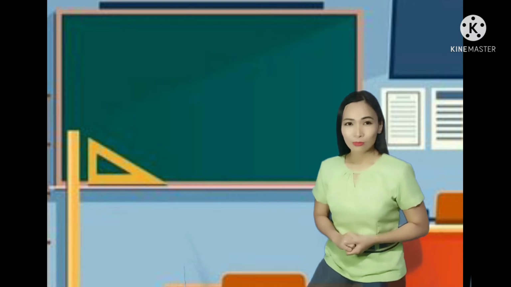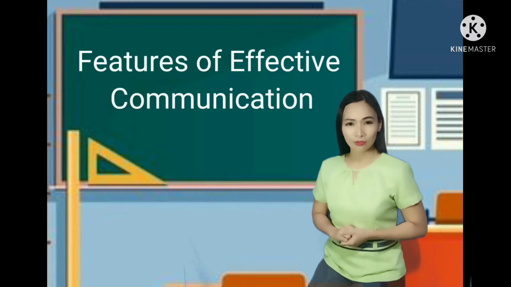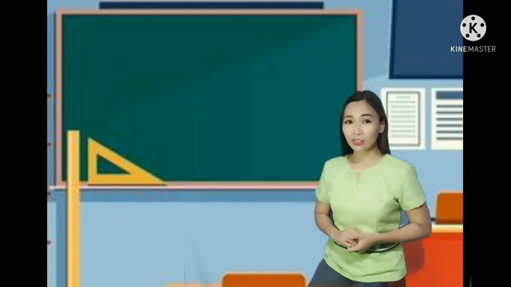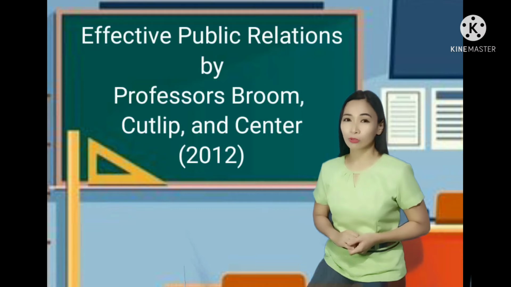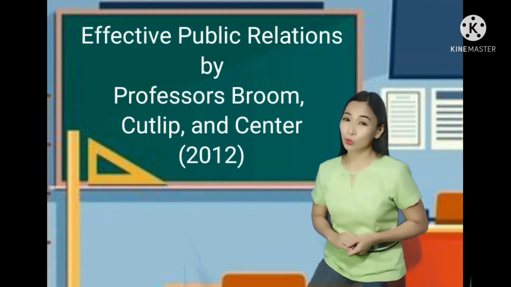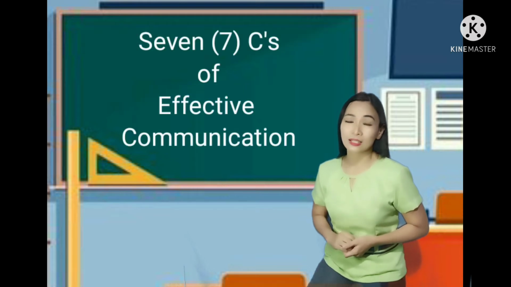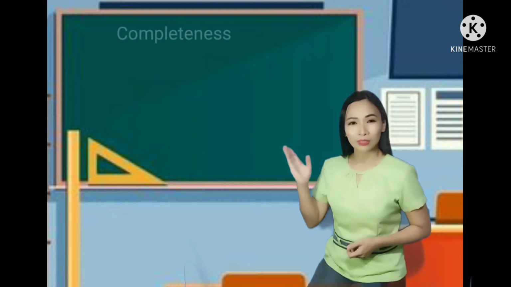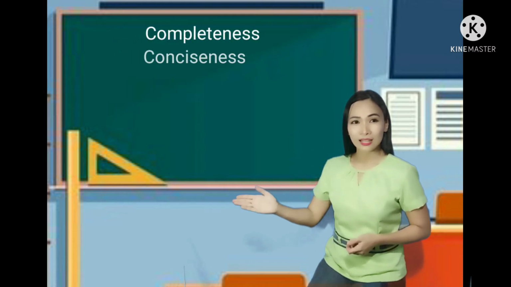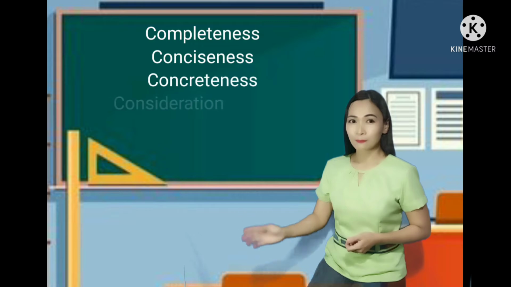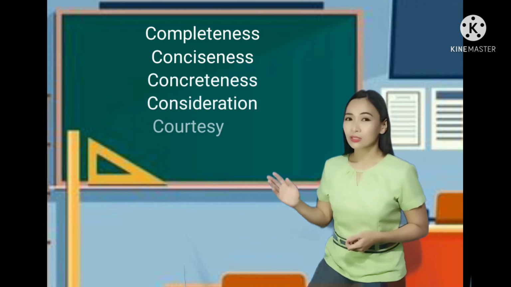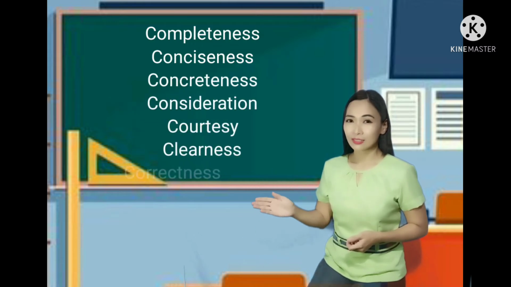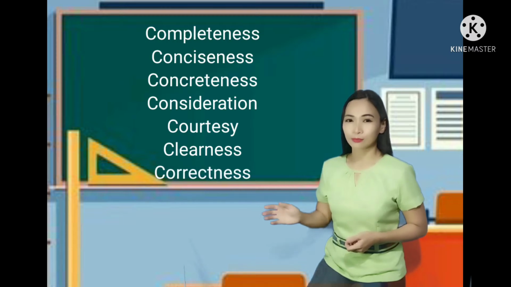This time, I am going to discuss the features of effective communication. In their pioneer book, Effective Public Relations, Professors Broom, Cutlip, and Center (2012) list the 7 C's of effective communication, and these are completeness, conciseness, concreteness, consideration, courtesy, clearness, and correctness.